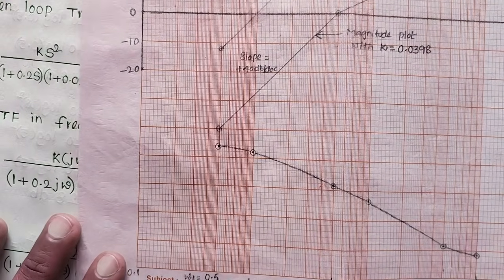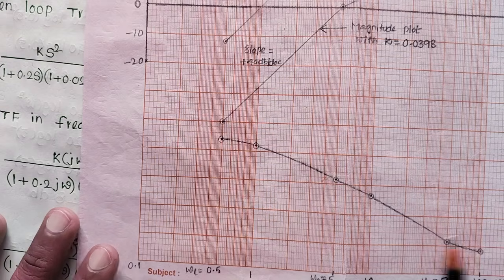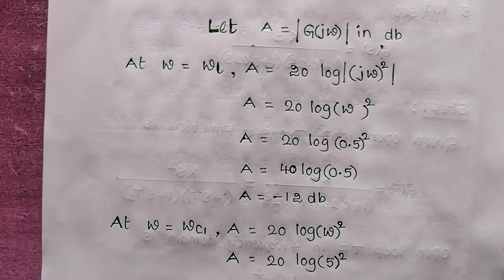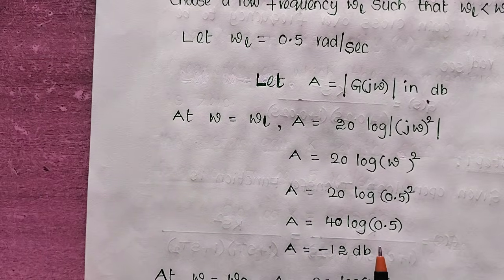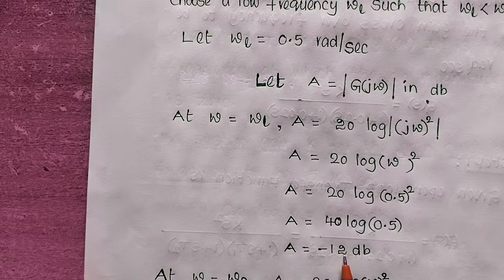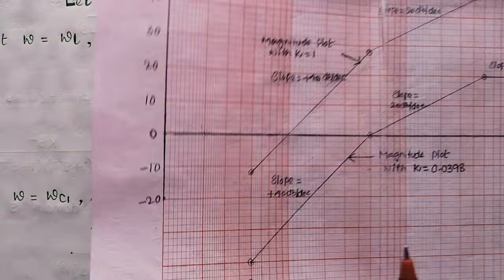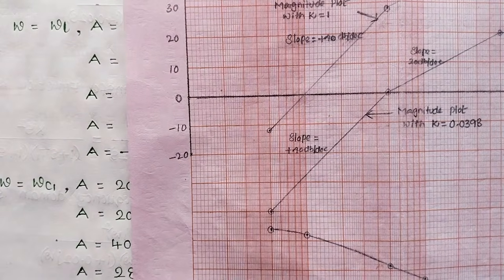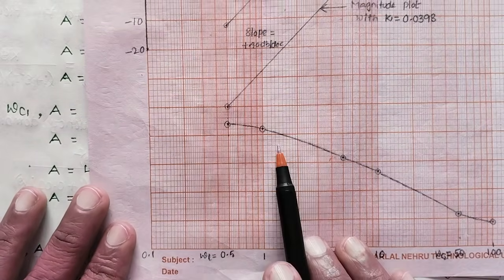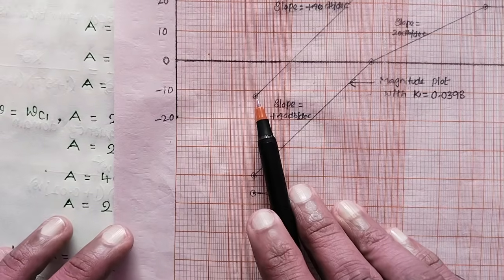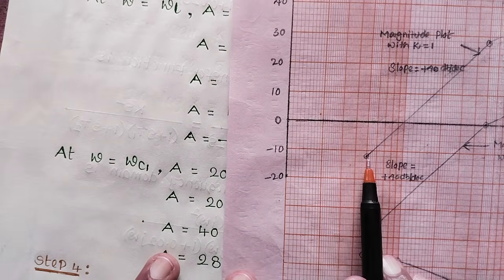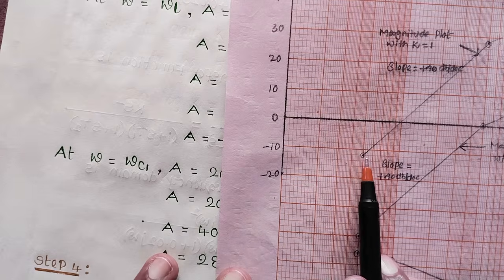Now at omega L, 0.5 radians per second, we have to check the magnitude. The magnitude at omega equal to omega L, which is 0.5 radians per second, is minus 12 decibels. So we have to locate that point. At omega L equal to 0.5, here it is minus 12. So it is minus 10, minus 20. So here is the minus 12 decibels point.